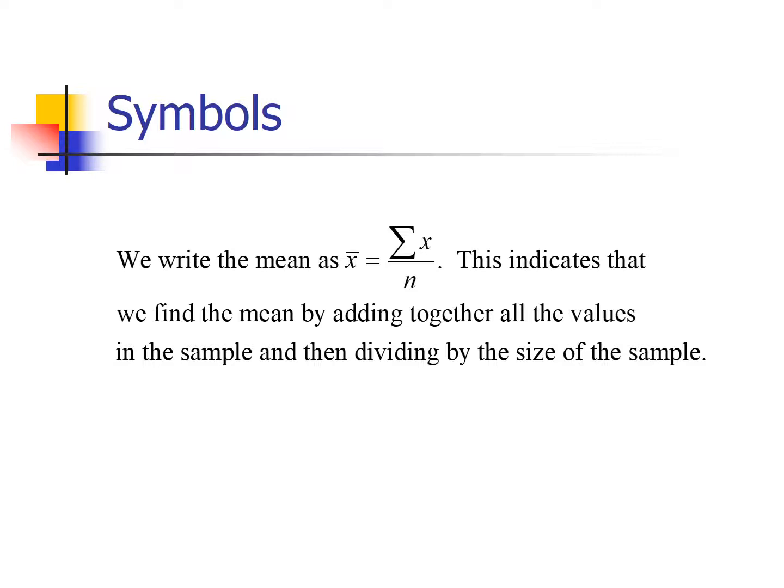So that's just a very terse, very compact, symbolic way of saying the algorithm that gives us a sample mean. We find the sample mean, x bar, by adding up all the values, summing over the x's, that's what the numerator is saying, and dividing by n, the size of our sample.